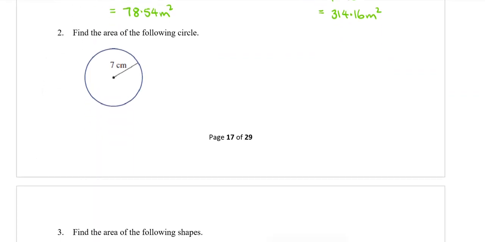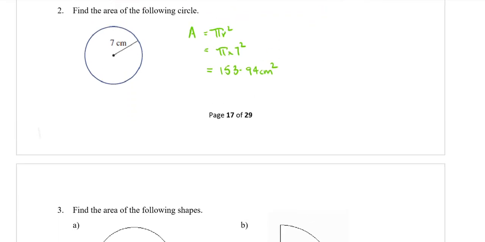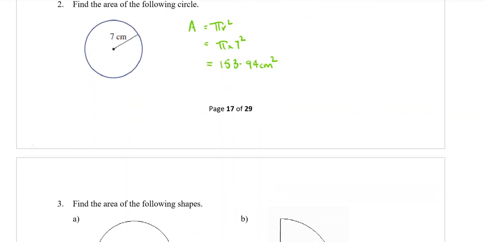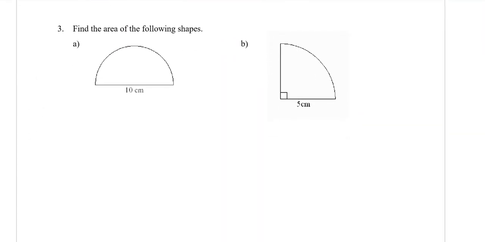Question 2, find the area of the circle. The formula for the area of a circle is A equals pi r squared. The radius is 7, so it'll be pi times 7 squared. And then in the calculator, that will give you 153.94 centimeters squared. Okay, so they are all nice whole circles. And on the next page, we have some parts of circles.